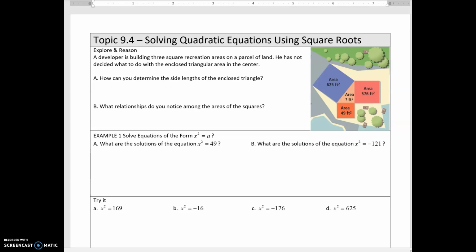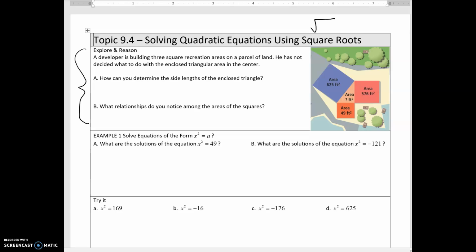Okay, so here we go, 9.4, which is solving quadratics using the square root. So square roots, just to remind you, look like that. And so we're going to go ahead and do the top part right here as if it was your warm-up. So go ahead and pause the video and try it as a warm-up.